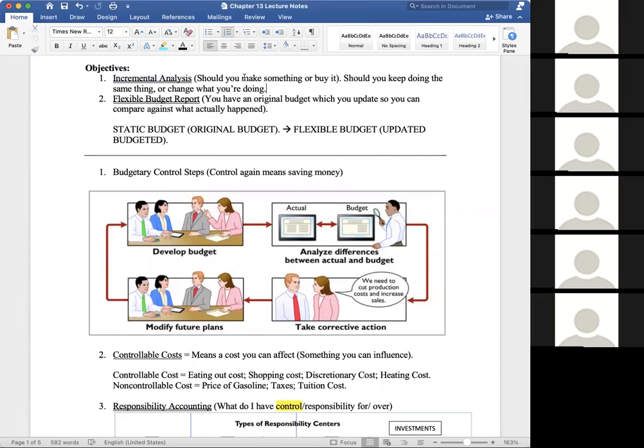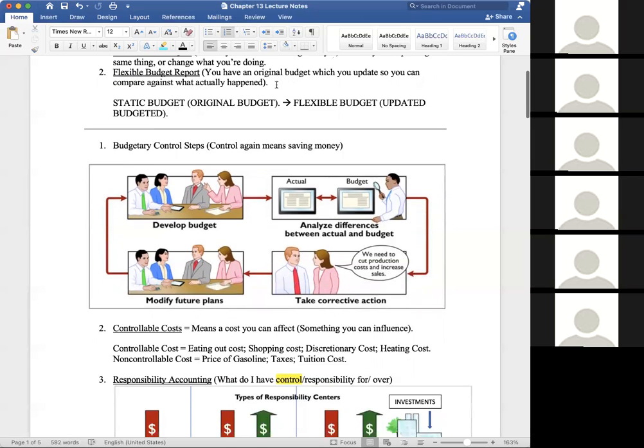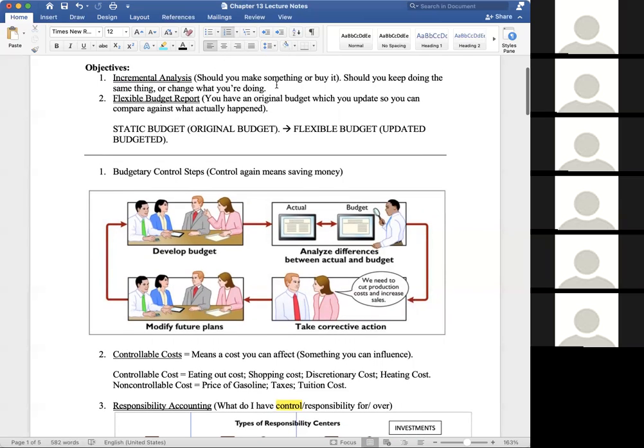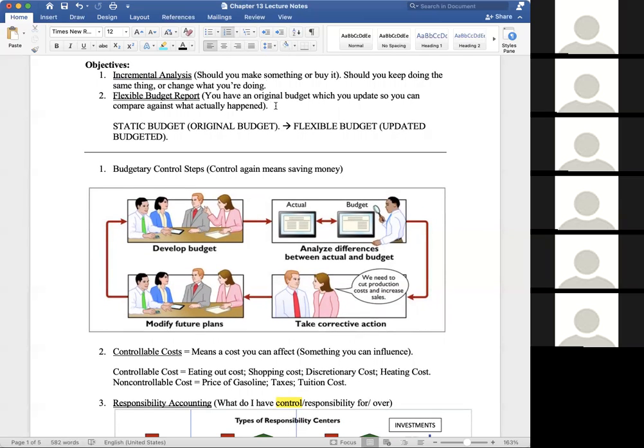Okay, so incremental analysis is that you just keep doing the same thing, like just don't change it. I think that's the only one I need to say, right? I don't need to say flexible. Yes, incremental analysis is like, don't change, just keep doing the same thing.